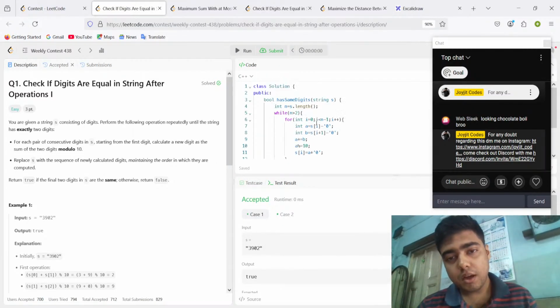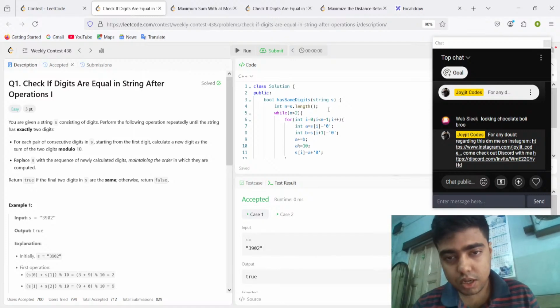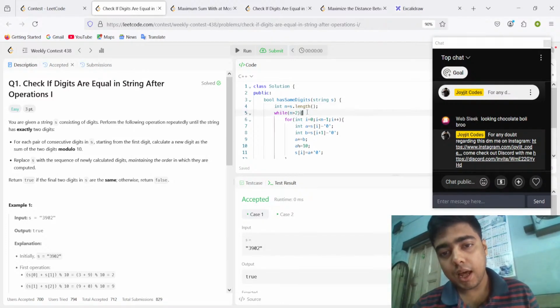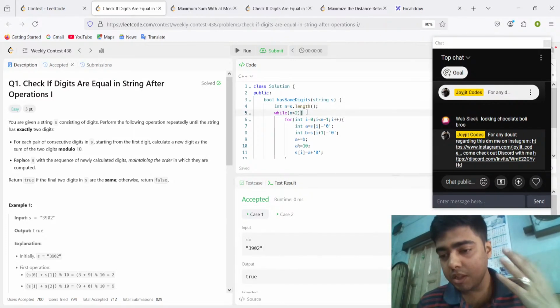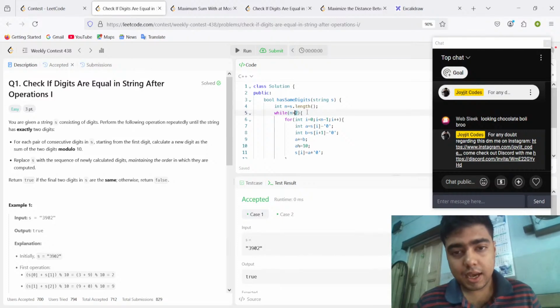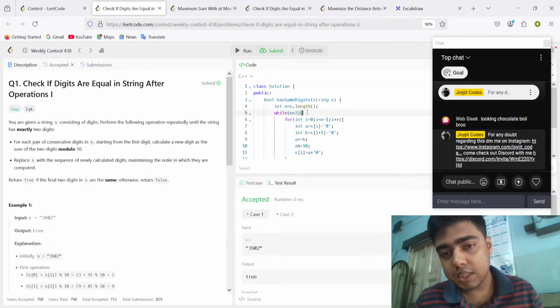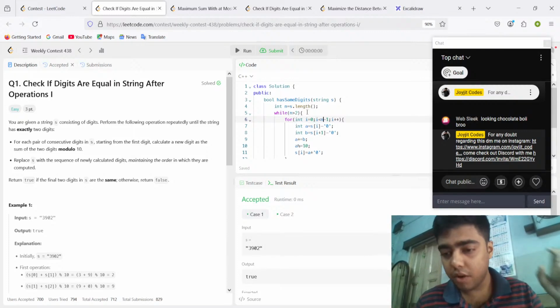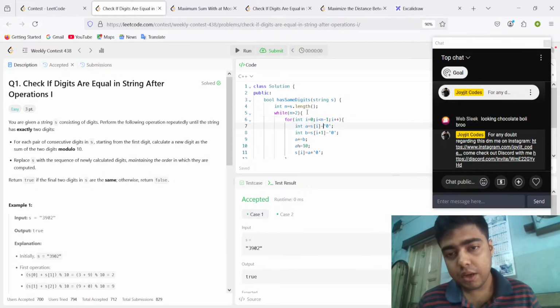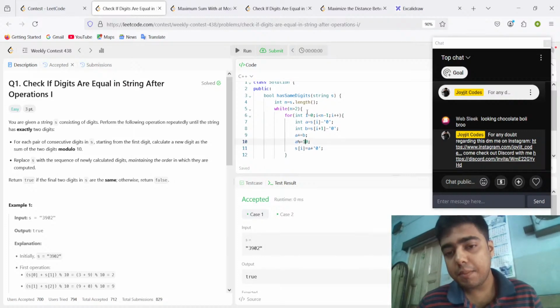If you want the code, I'll quickly go through the code. I'm taking the length, and I'm performing the operation while n is greater than 2, because the time complexity is not our main concern. We consider moving from the first element to the second last element and add s of i and s of i plus 1, make it mod 10, and then s of i becomes that value. Okay.